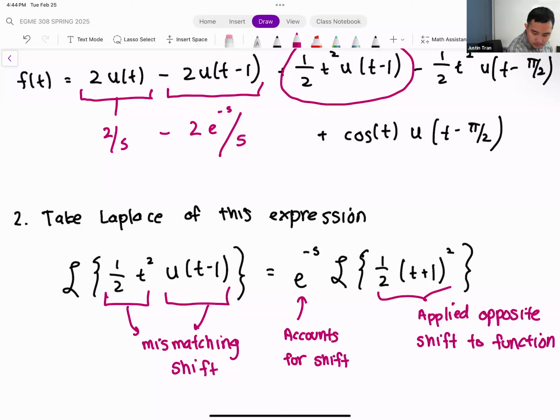This problem is a little different from the previous one. Previously, once we applied the opposite shift, we could take the Laplace transform straight up. Here we can't, because (t + 1) squared is not in our table. So to take this Laplace transform, we first need to FOIL this out and get a full quadratic expression.